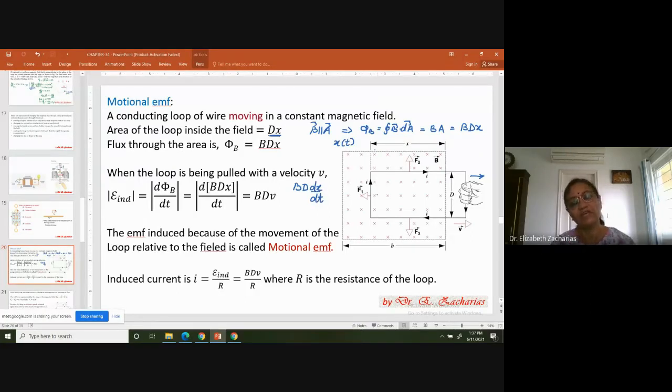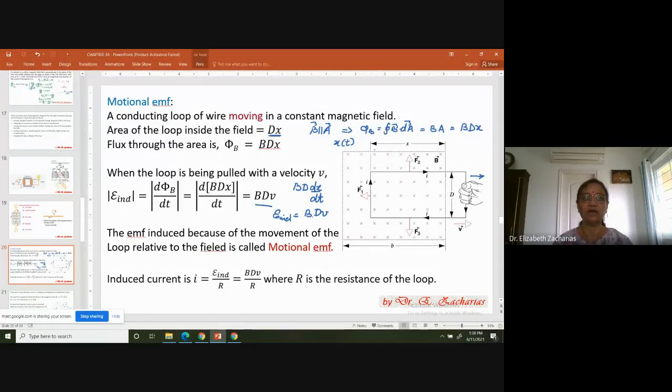What is dx by dt? Dx by dt is simply the velocity. Okay, therefore, you can see that the induced EMF is given by BdV. Induced EMF is equal to BdV.